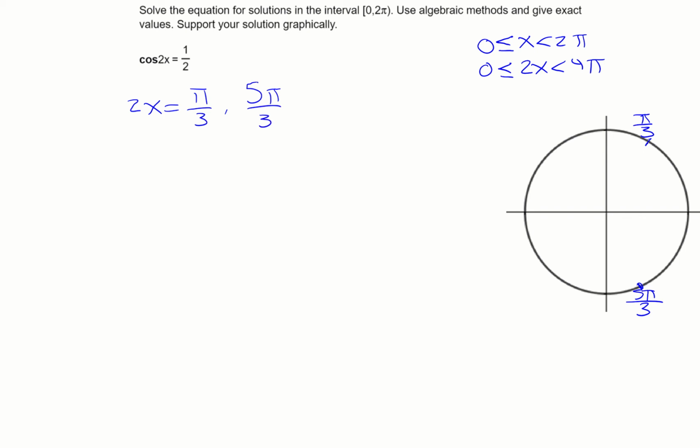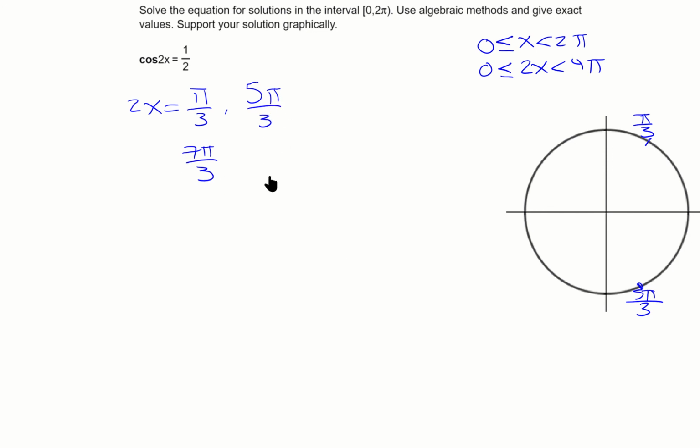5 pi over 3. Now, I know that if I go a full circle around, which I'm allowed to do because remember, we can go around the circle twice, I get pi over 3 plus 2 pi, and 2 pi is the same as 6 pi over 3, so I get 7 pi over 3. Now I shouldn't go again, because if I do, I get 7 pi over 3 plus 6 pi over 3, which is 13 pi over 3, which is over 4 pi. So that's where we want to stop.